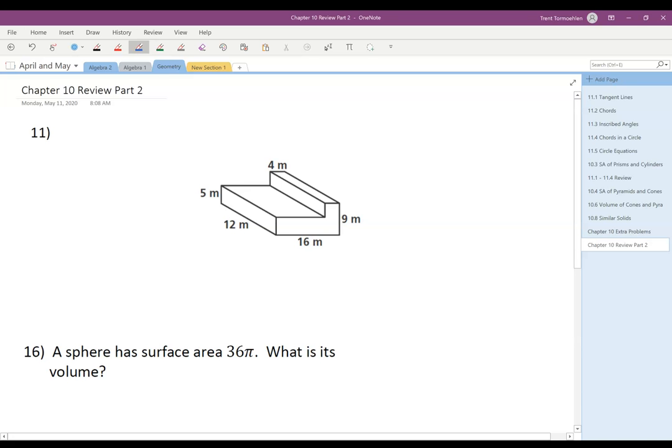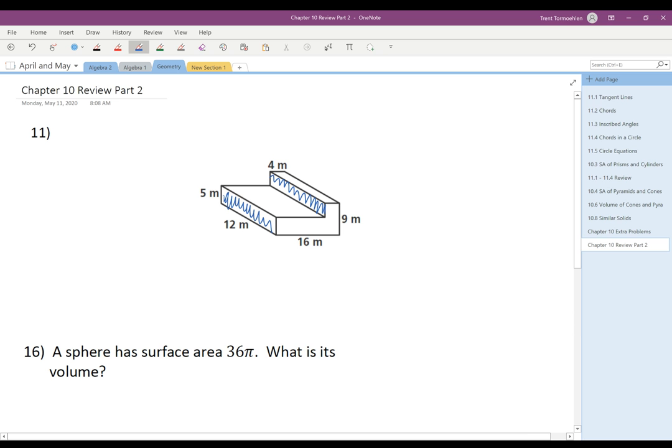Number 11, the key to doing the surface area is to recognize that the opposite sides are going to be the same area. So for example, this part right here is the same as the part on the back. And so if I find the area of the front, then I just multiply by 2 to get the back. Similarly, these two pieces on the left side, if you add those two together, you're just going to get the area of the part on the right.